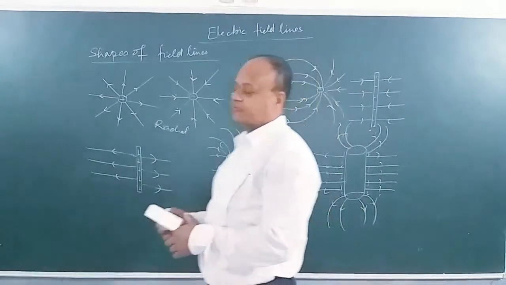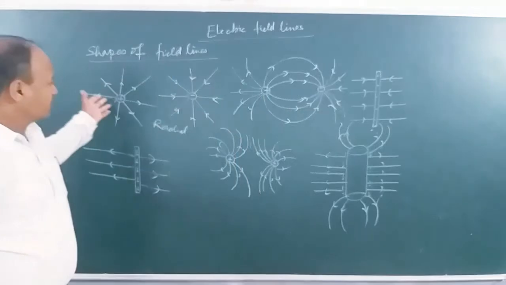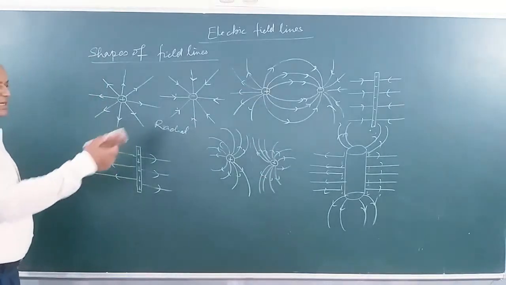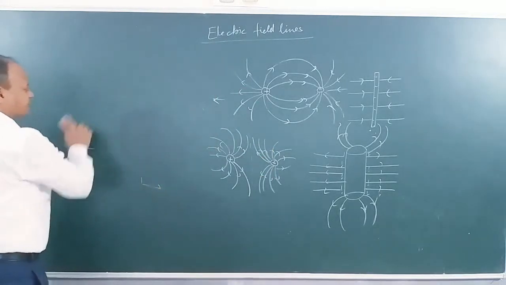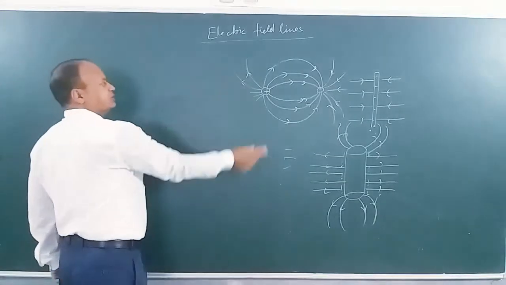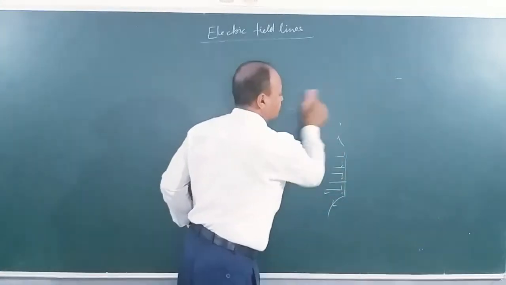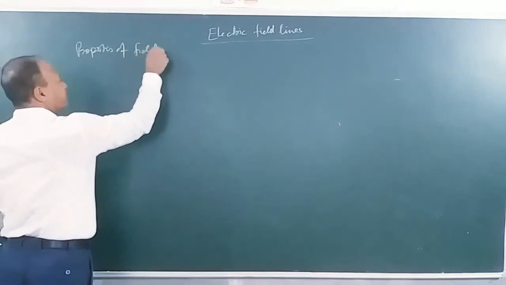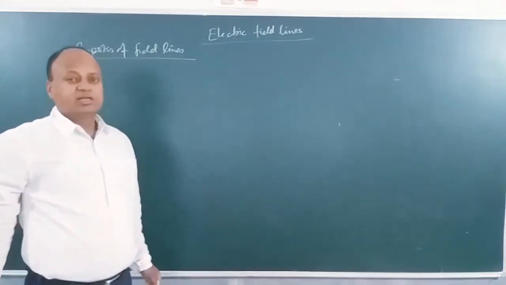So we have seen electric lines of force or electric field lines due to different kinds of charge distributions. These are all point charges. Then you have linear charge distribution also, cylindrical as well. Now let's check the properties of electric field lines. The last question on this also, property of electric lines of force. Field lines have certain special properties that you need to know.